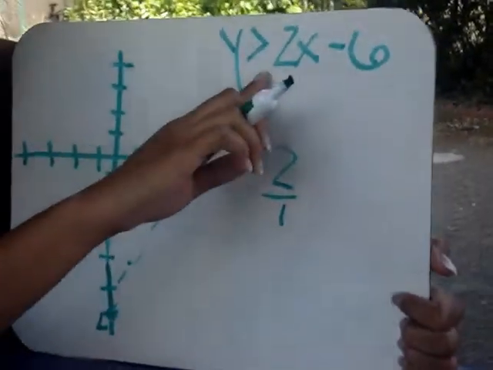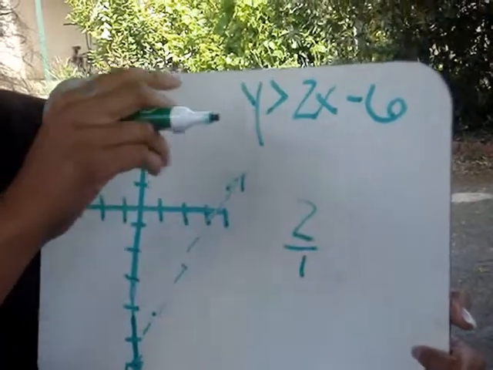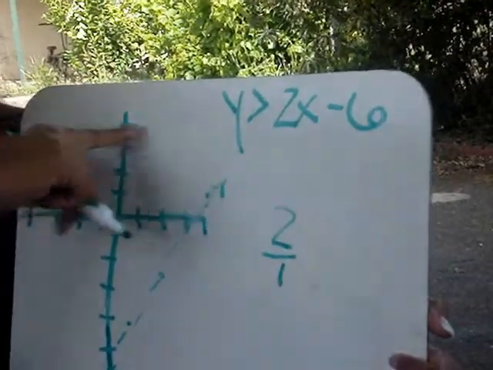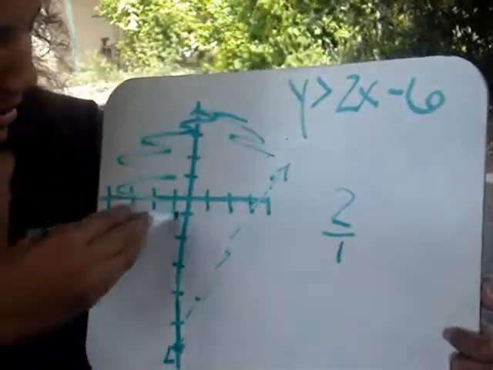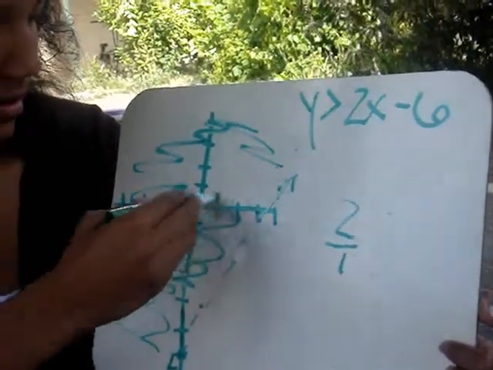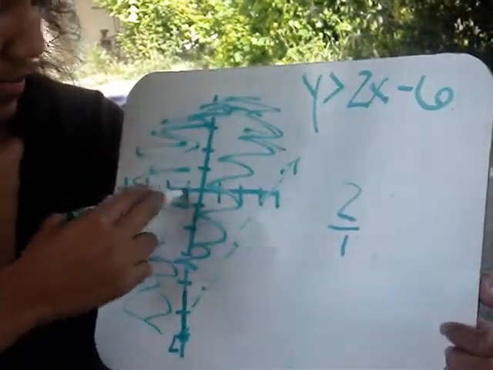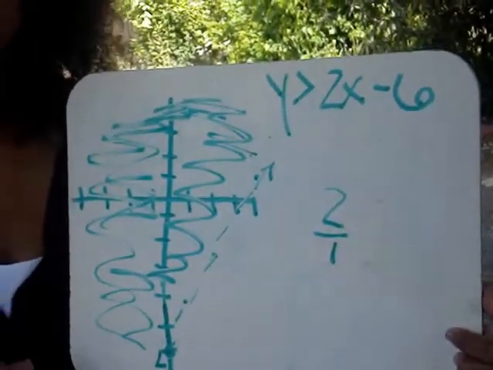Since it is greater than, we have to shade the top. If it were less than, we would shade the bottom of the line. And that's our problem.